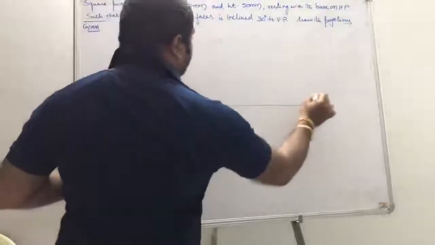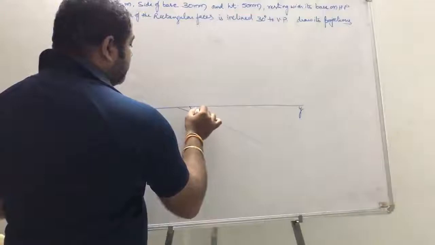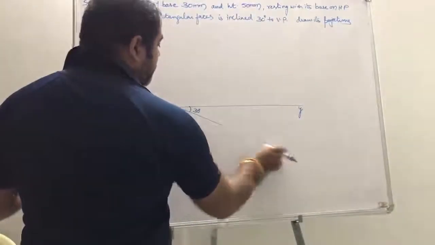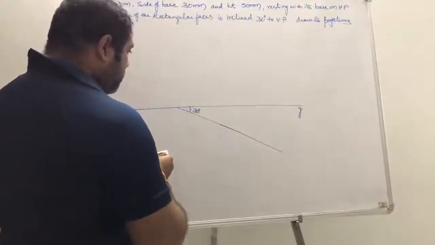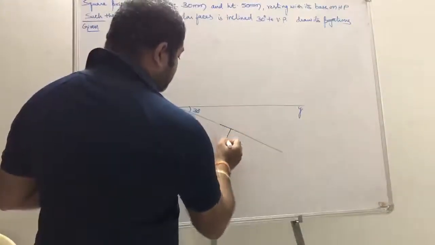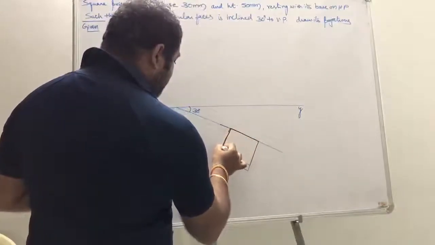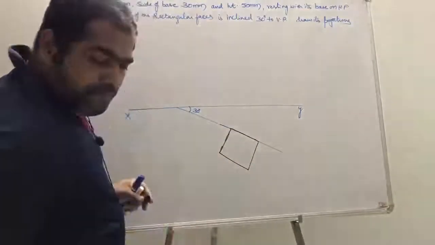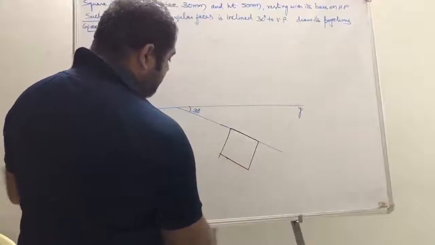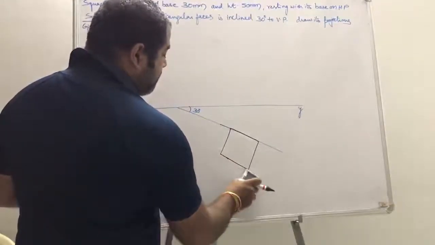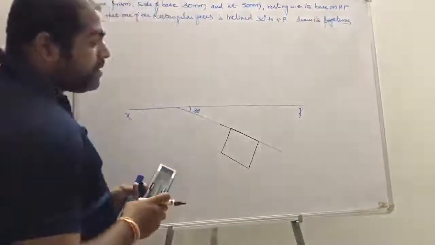Let us see first. I draw a line XY. The given inclination is 30 degrees, so draw a line at 30 degrees, such that my edge rests on this 30 degree line. Now mark the points.